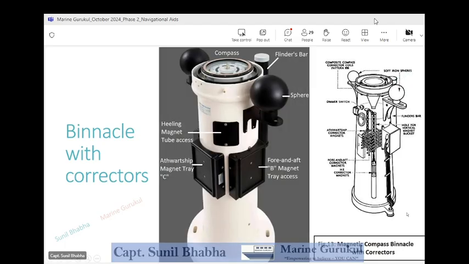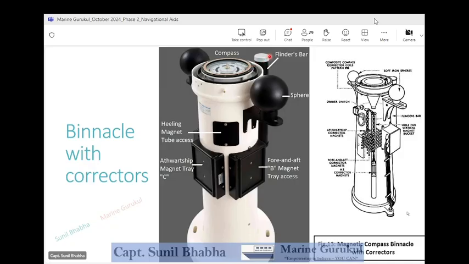Let me now show you the location of the Flinders bar. Now you see we have the binnacle here. This is the compass bowl. And then we saw in permanent B that we use fore and aft magnets placed in these trays. Now the Flinders bar is placed in this housing, you see. This cylindrical housing is fitted forward of the compass.